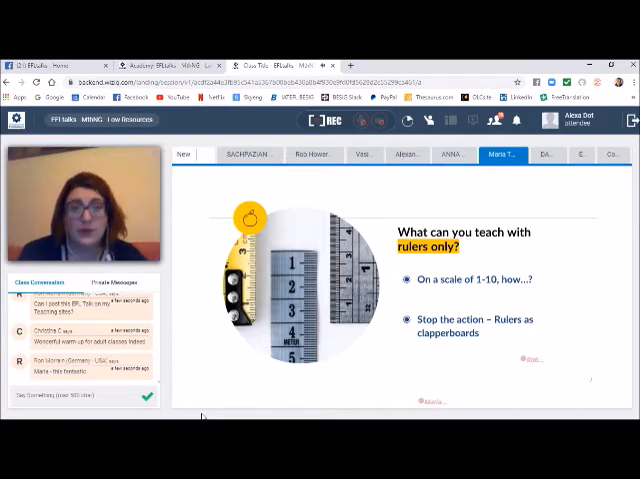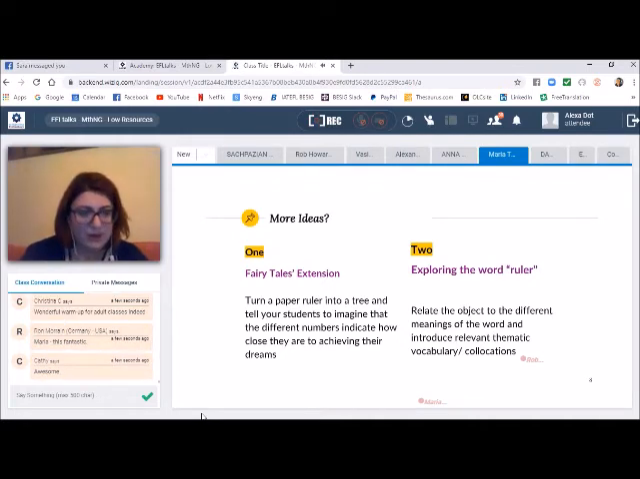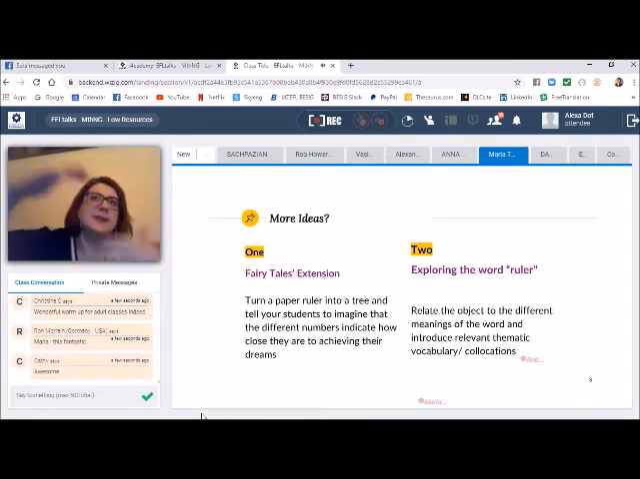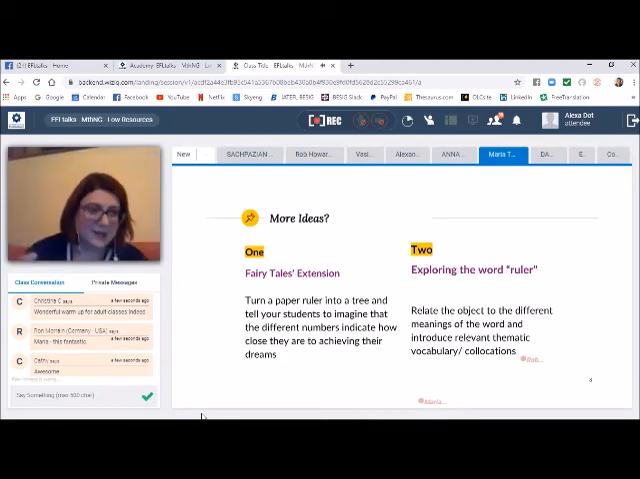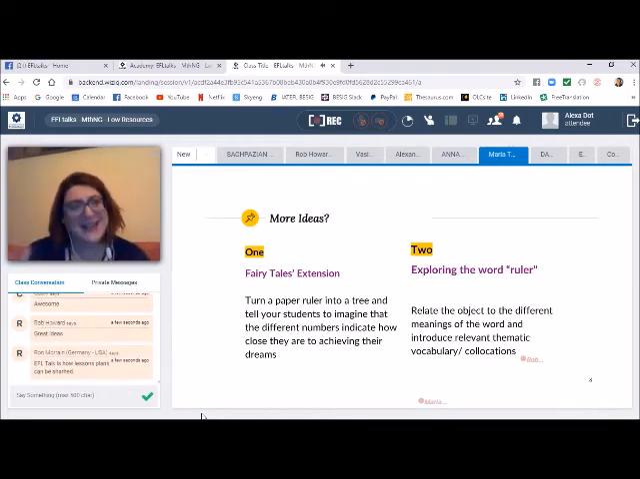Now, what else can you use rulers for? The first idea, called Fairytales extension, actually has to do with the Jack and the Giant Beanstalk story. So you can turn a paper ruler into a tree and ask your students to imagine that up there beyond the clouds, where we would normally find the giant's castle, they can find their dreams. So looking at the different numbers of the ruler, they can tell you how close they feel they are towards achieving their dreams, and then suggest plans and steps they can follow to get closer to achieving their dreams.